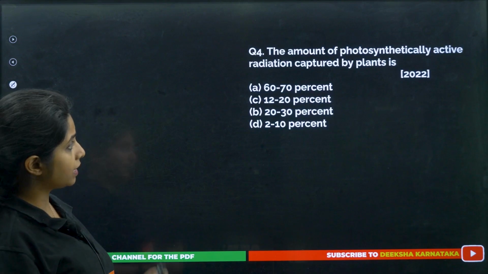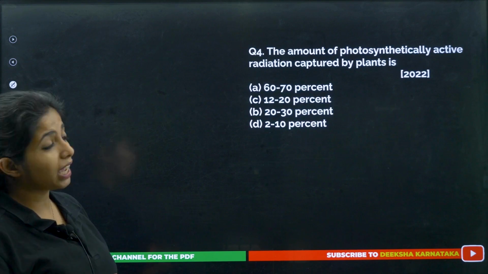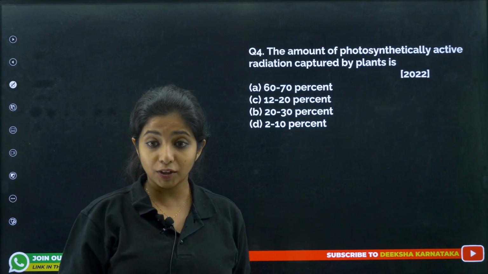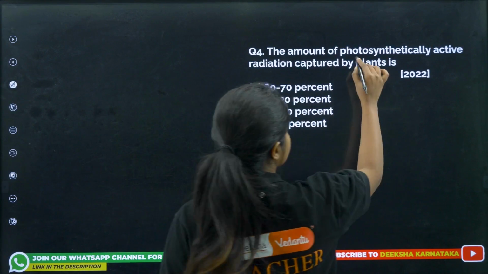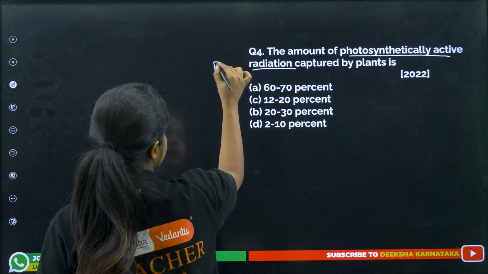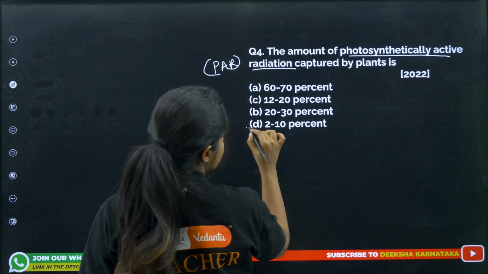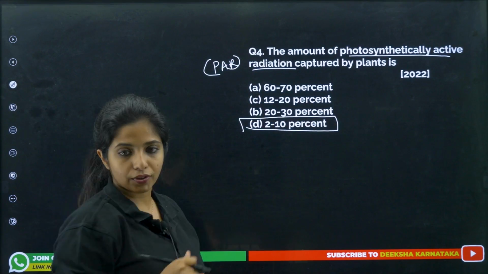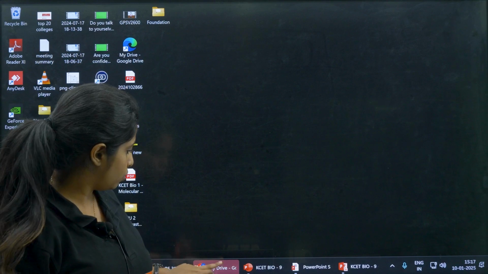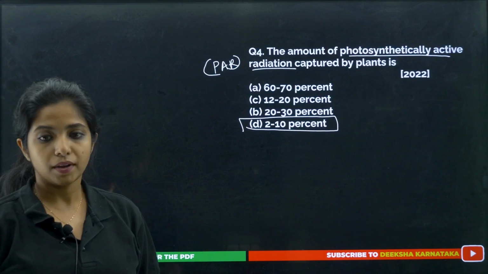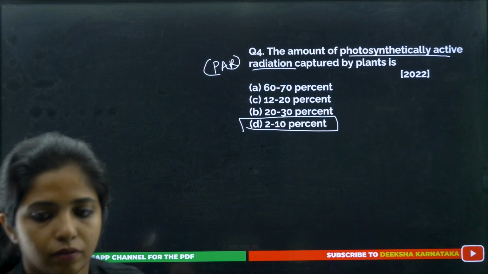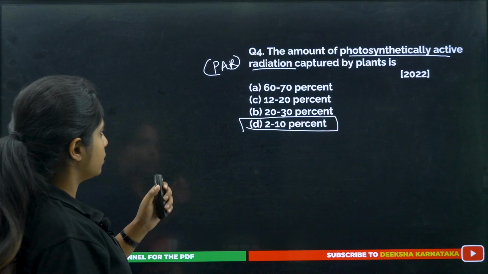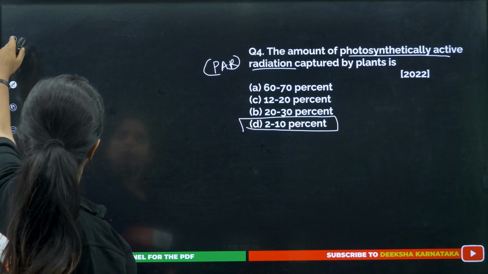Okay. Next, the amount of photosynthetically active radiation captured by the plant. Photosynthetically active radiation is also known as PAR, and it is how much, my dear children? 2 to 10%, no doubts. Yes, cool.